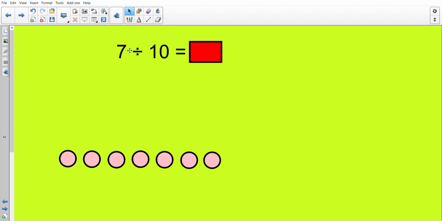So we've got a question here, 7 divided by 10. Let's just remind ourselves what that actually means. Well, I've got 7 cakes here, so imagine if we said 7 cakes shared amongst 10 people. How many bits of cake would each person get? Well, 10's more than 7, so obviously each person's not going to get 1 cake each, are they? They're going to get less than 1 cake each. So we know that the answer's got to be less than 1.